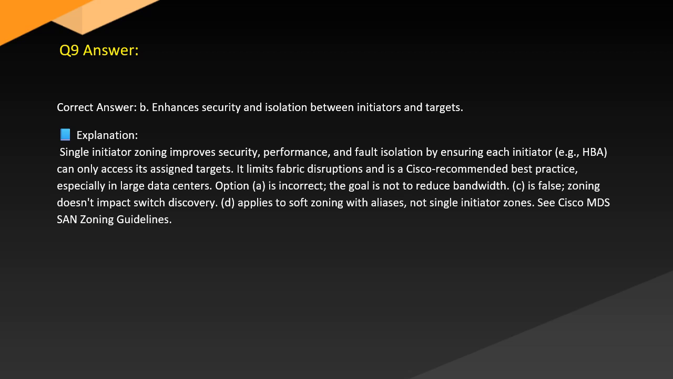Option A is incorrect. The goal is not to reduce bandwidth. C is false. Zoning doesn't impact switch discovery. D applies to soft zoning with aliases, not single initiator zones. See Cisco MDS SAN zoning guidelines.